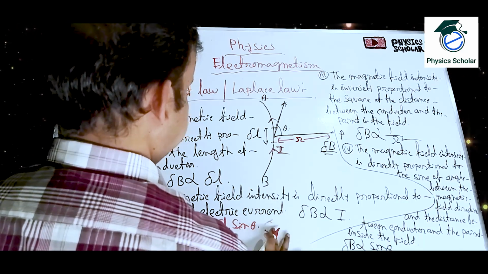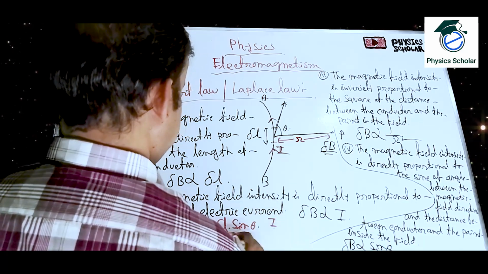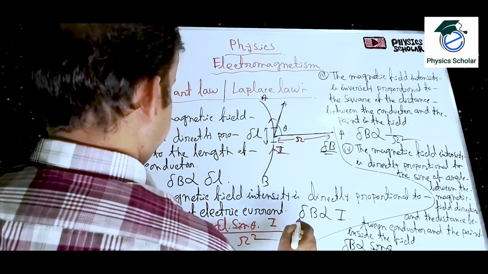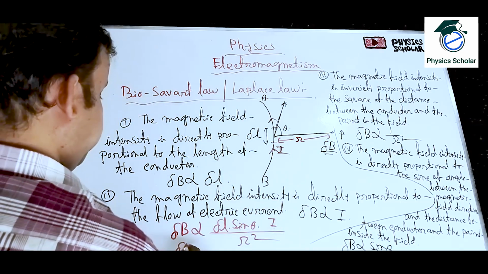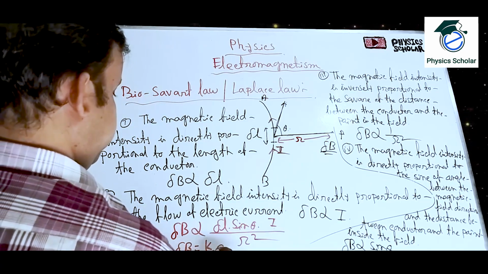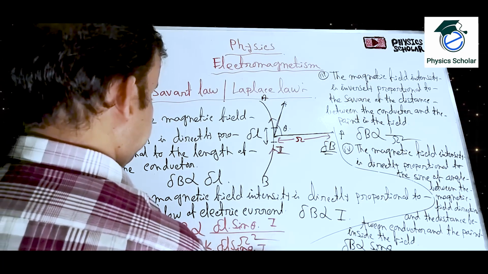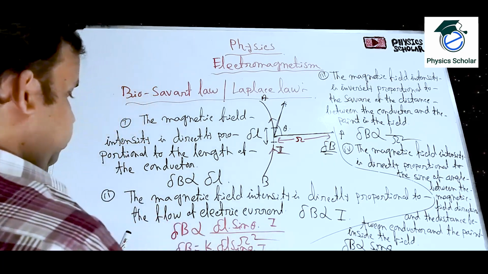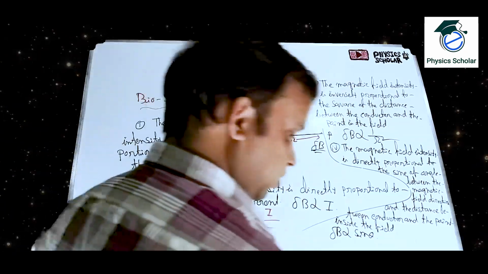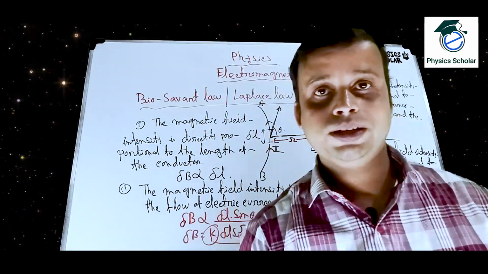Sine theta into I divided by R square. Clear? So what we can write? Delta B is equal to K into delta L sine theta into I by R square. Clear? Where K is a constant.